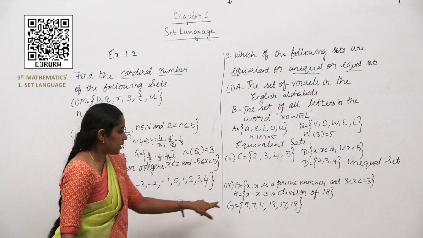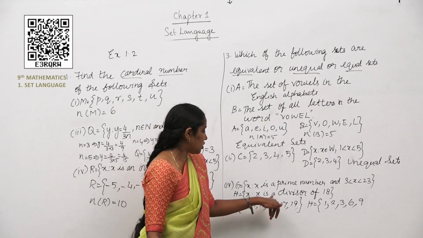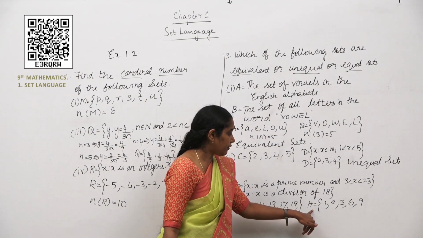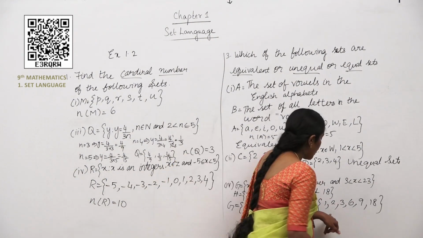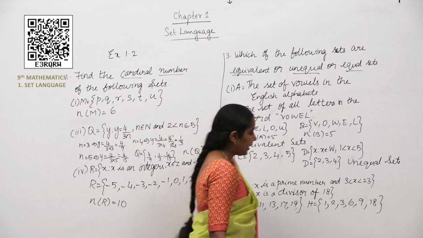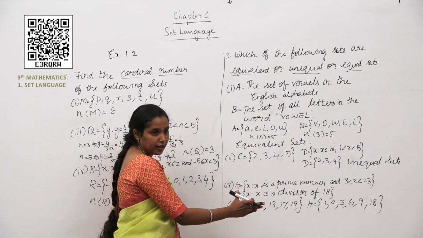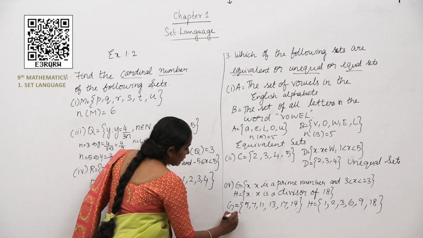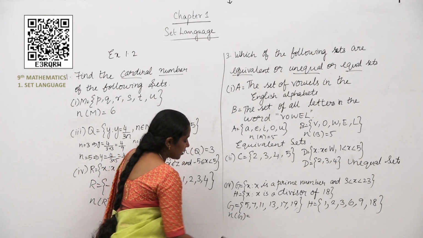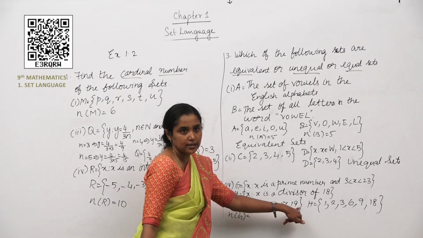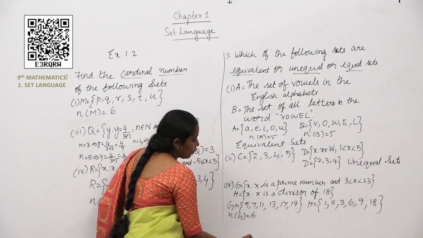So next one, what is given? H is equal to {x such that x is the divisor of 18}. What will be the divisors of 18? H is equal to {1, 2, 3, 6, 9, 18}. Here, can you say it is an equal set? No, it is not an equal set. So check whether it is an equivalent set. Count the number of elements in G: 1, 2, 3, 4, 5, 6. So 6 elements are there, n(G) is 6.